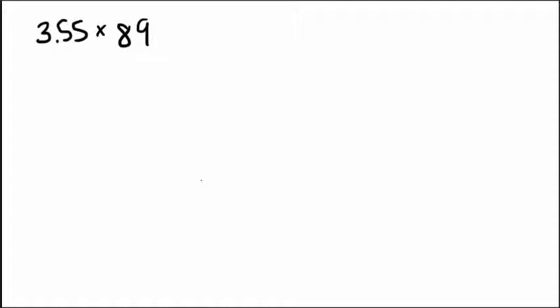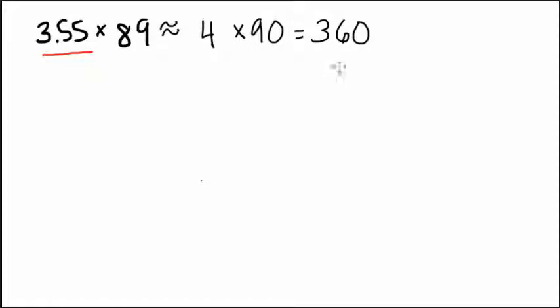So the problem I have for you is 3.55, or 3 and 55 hundredths, times 89. Now the first thing that we want to do in a situation like this is let's just estimate. It's always good to estimate where our answer might be. So if we estimate the 3.55, I would round that to 4, and then the 89 I'd round to 90, and then we can do this in our head. 9 times 4 is 36, and then add a 0. So we're going to be about 360.